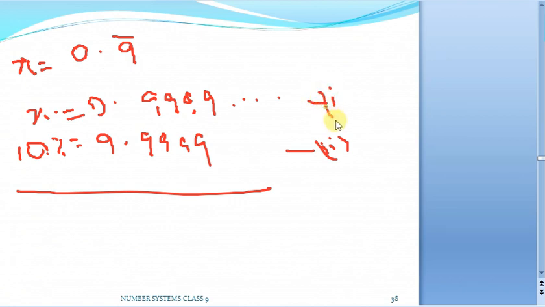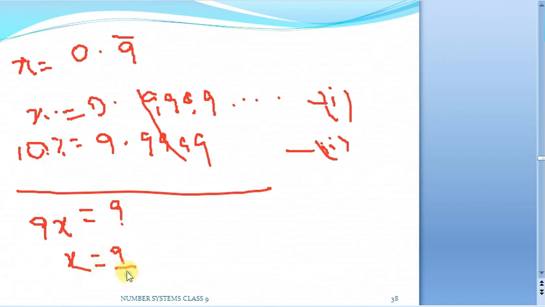Now when you do it, what will happen, 10x minus x, I'm doing it in reverse, don't get confused here, it will be 9x on the LHS part, and on the RHS part 9. So this entire thing after the decimal point will get cancelled, and 9 minus 0 will be 9. Okay, 9x is equal to 9, and x is equal to 9 by 9. So the answer is what? 1.